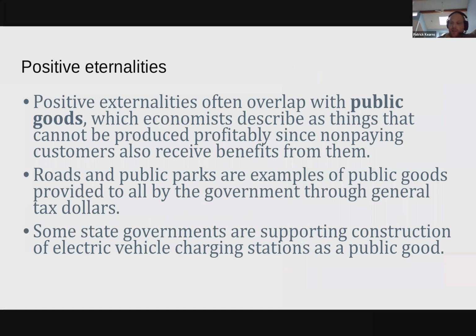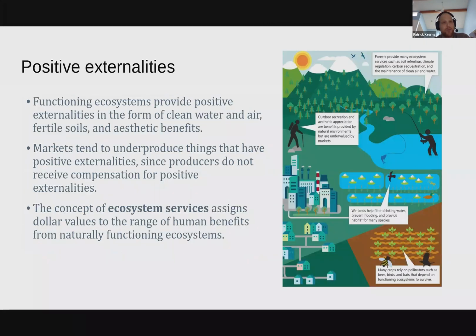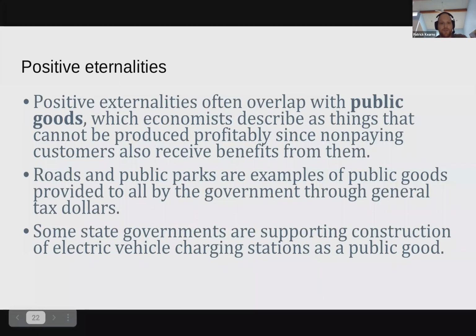Now, these ecosystem services also overlap with our public goods. Public goods have been described as things that cannot be produced profitably, since non-paying customers also receive benefits from them. That should be in quotes because that's not my words, but whatever. And these include things like roads and public parks, but also natural environments, right? Scenic outdoor environments, things that ecosystems provide, ecosystem services.